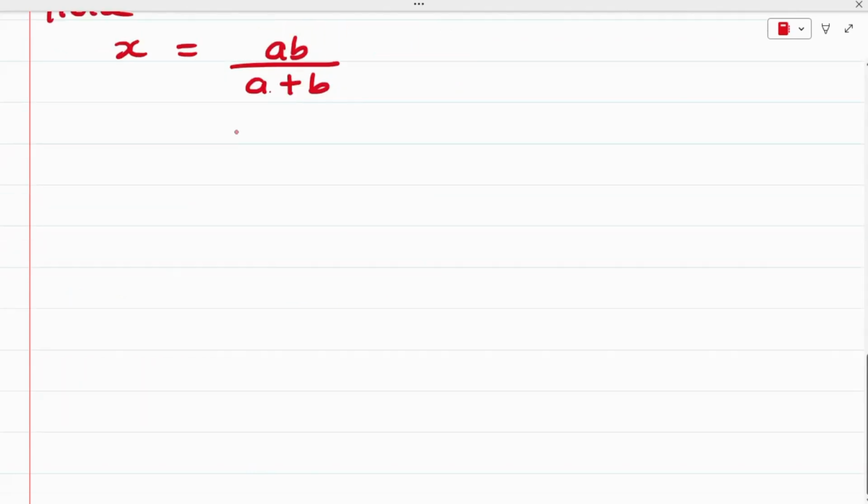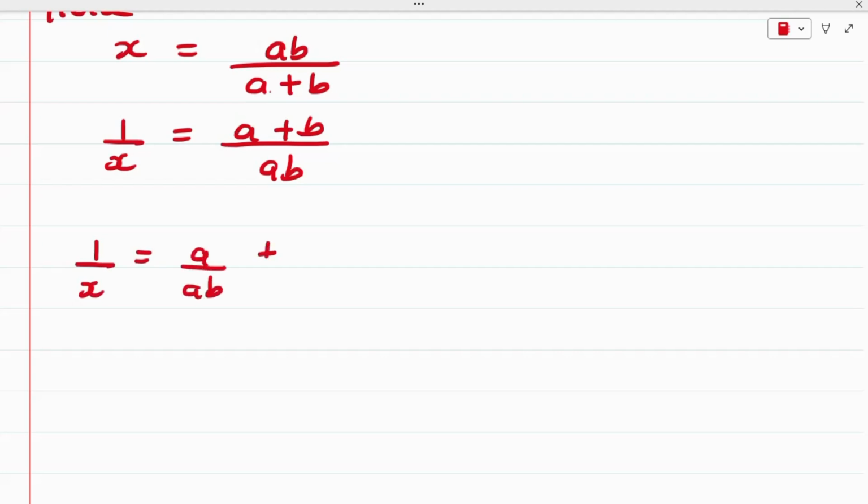So from here we want to simply take the inverse of this. So the inverse of this, we have 1 over x, which is equal to a plus b divided by ab. So we have 1 over x is equal to a divided by ab plus b divided by ab. So we have 1 over x is equal to, we cancel out a, so we have 1 over b, plus, we cancel out b, so we have 1 over a.